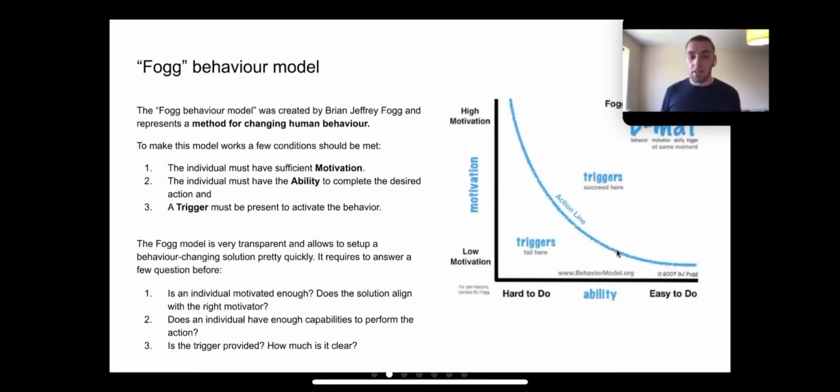Next one is ability. Obviously, ability is like the cost of an action. It could be not just money cost, but the cost of effort or mental effort, or literally money, or social acceptance, many of them. And the more motivated our individual is, the more ability he has, the more chance there is to interact with the trigger.